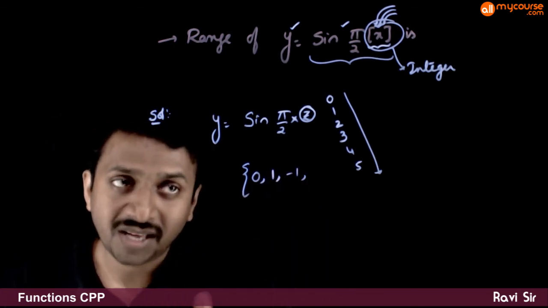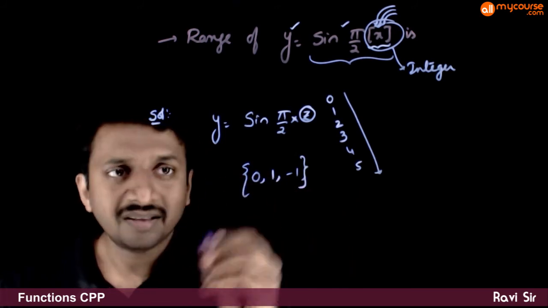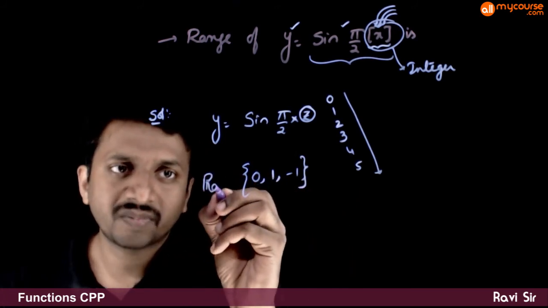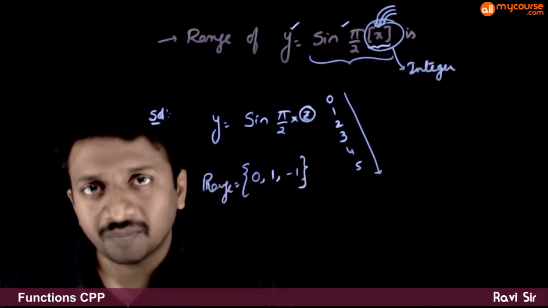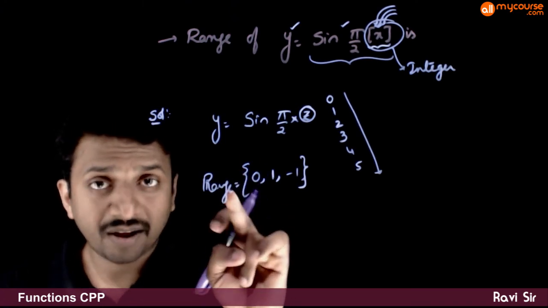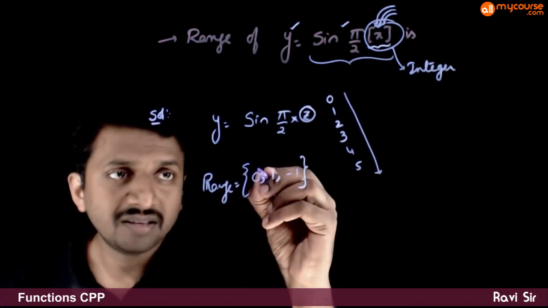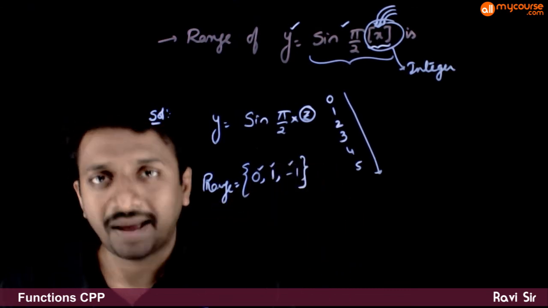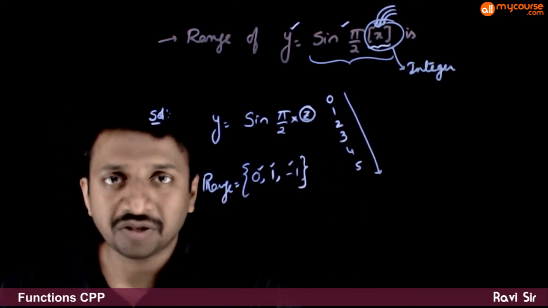So in terms of range, you get only these 3 numbers. So the range is nothing but the set, with flower brackets here, containing 0, 1 and minus 1. So this will be the range of this function.